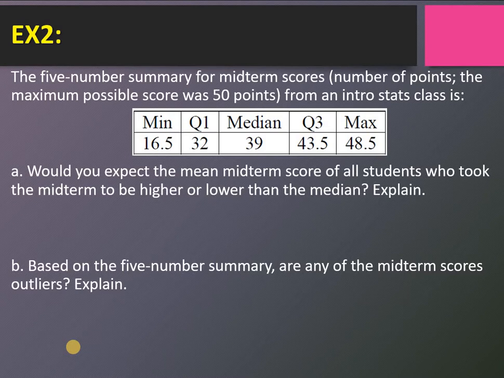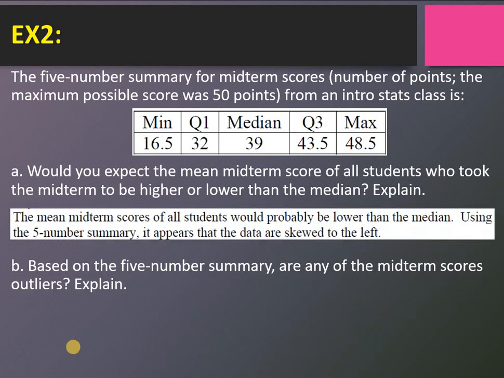My median is at 39. Let's put it this way. From my median to my minimum, how far do I go? That's all I need. That's beautiful. Absolutely perfect. You would expect it to be lower because the difference between the median and the minimum is much bigger than the difference between the median and the maximum. So that's going to tell me that my data is going to be skewed left. When you're skewed left, it pulls your mean in that direction of your median. Absolutely beautifully said.